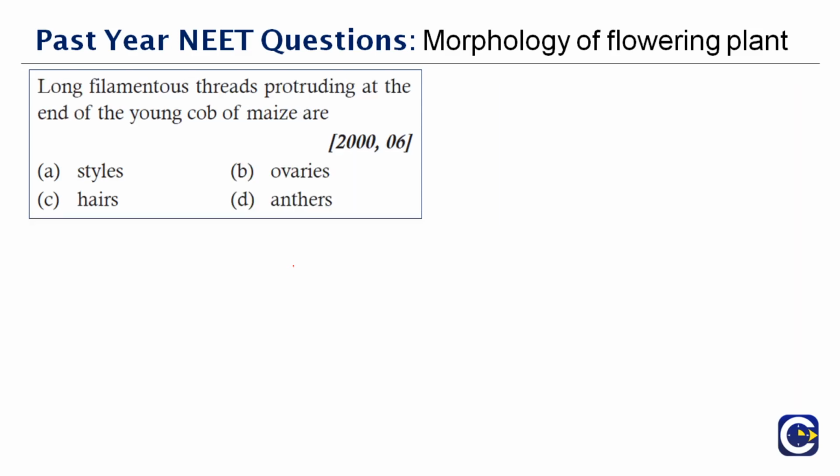Next question here. Long filamentous threads protruding at the end of the young cob of maize are called as dash. So what do you think will be the answer? Because it was repeated in 2000 as well as 2006. Long filamentous threads protruding at the end of the young cob of maize are styles of the ovaries. In fact, they are the longest styles in the plants, it seems. So the long filamentous threads protruding at the end of the young cob of maize are styles of the ovaries, and they are said to be the longest in the plants.